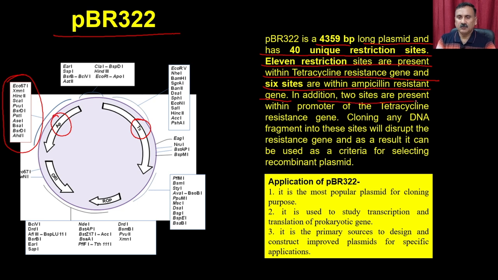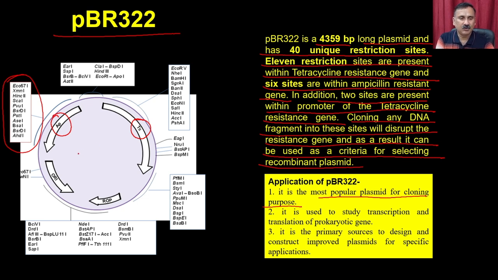In addition, two sites are present within the promoter of the tetracycline resistance gene. Cloning of any DNA fragment into these sites will disrupt the resistance gene, and as a result, it can be used as a criterion for selecting the recombinant plasmids. What is the application of pBR322? It is the most popular plasmid for cloning purposes.